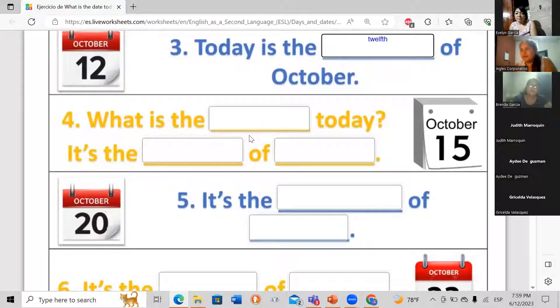Okay, what about number four? Is the 15. 15? Of today. Okay. How do you spell it? F-I-F-T-E-E-N-T-H. Okay, the 15th. 15 today.